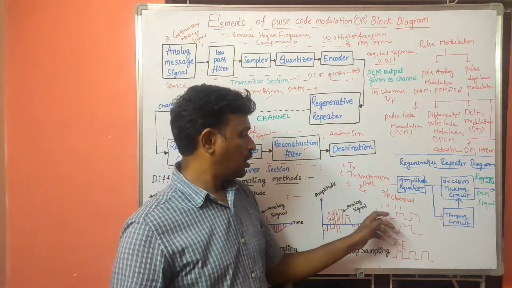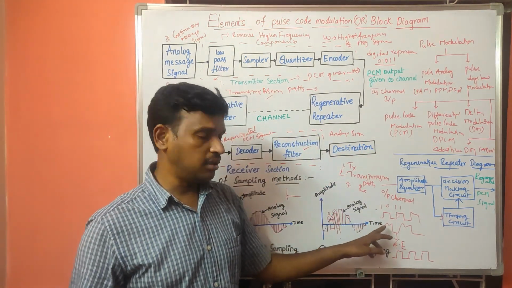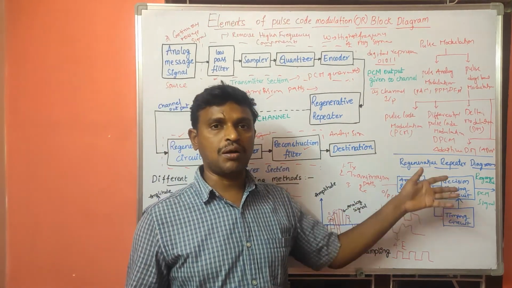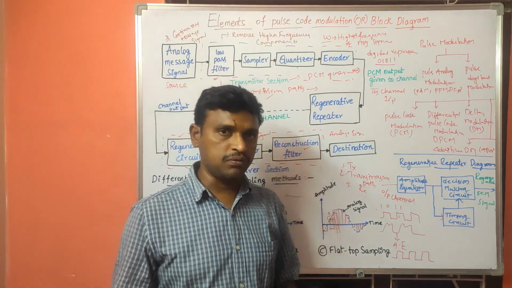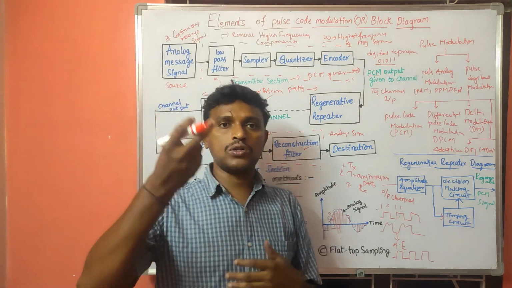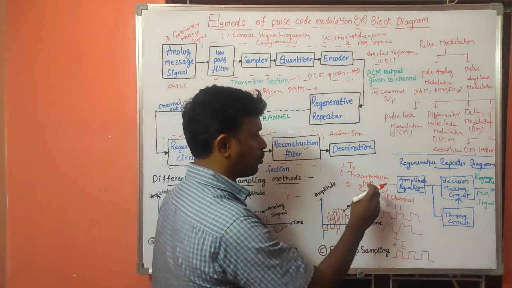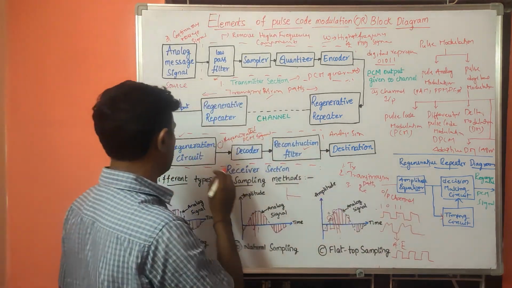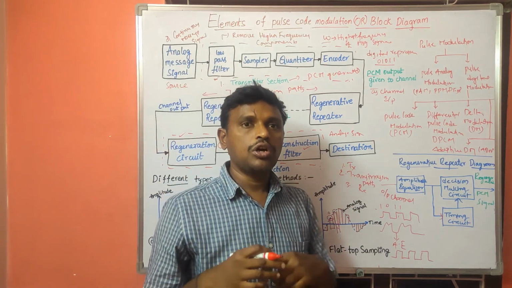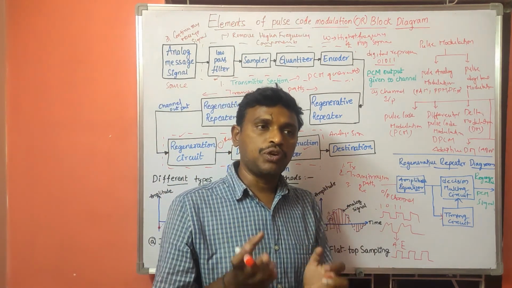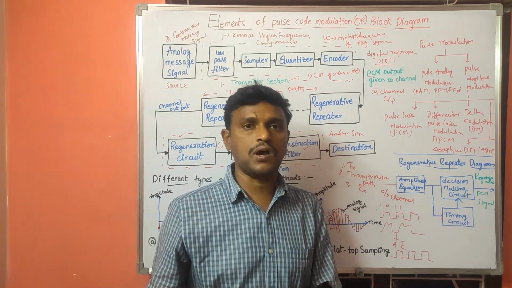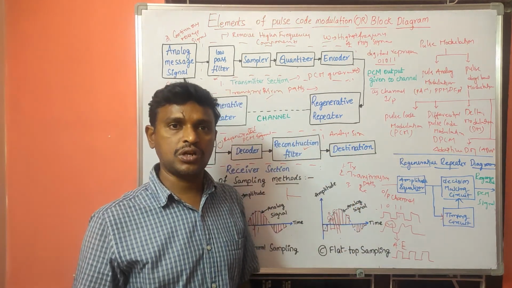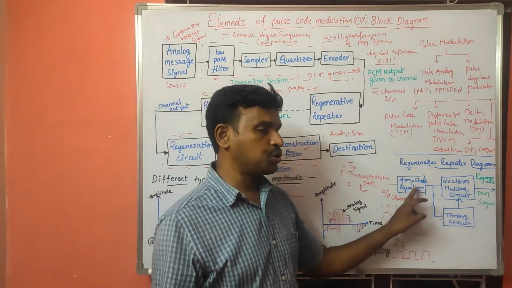Whatever noise is created here is given to the amplitude equalizer, and before going to the amplitude equalizer we amplify the output of the channel. Because of the amplification, the noise is also amplified along with the signal, so the amplitude of the noise also increases. To avoid that, we are using the amplitude equalizer.